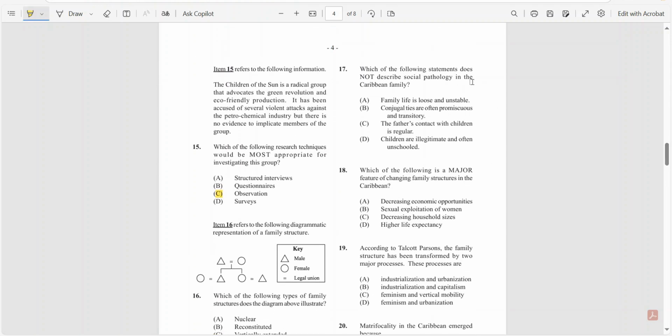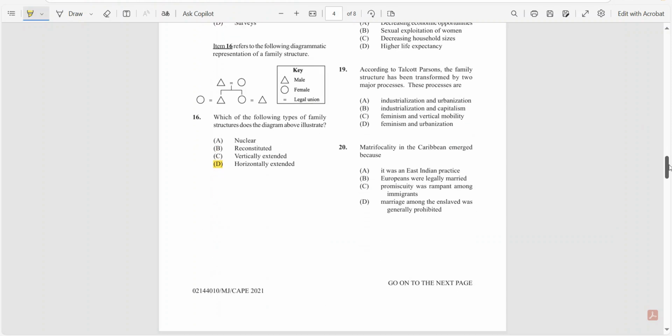Which of the following statements does not describe social pathology in the Caribbean family? A. Family life is loose and unstable. B. Conjugal ties are often pernicious and transitory. C. The father's contact with children is regular. Or D. Children are legitimate and often unschooled. The answer is C. The father's contact with children is regular.